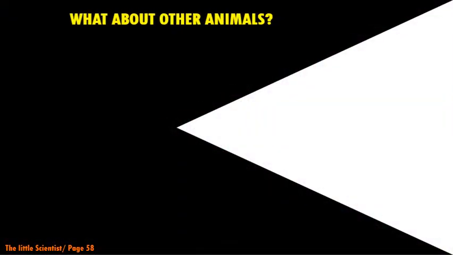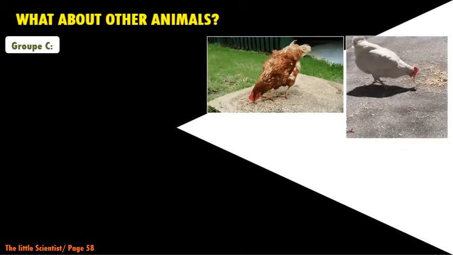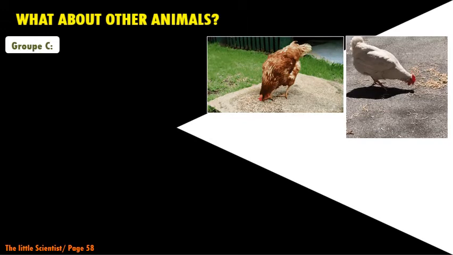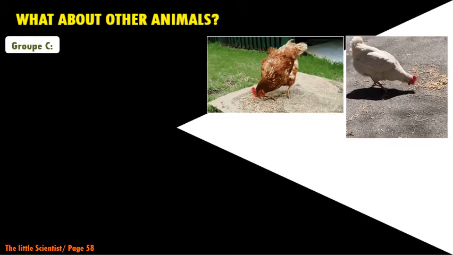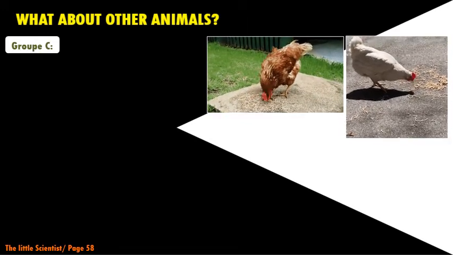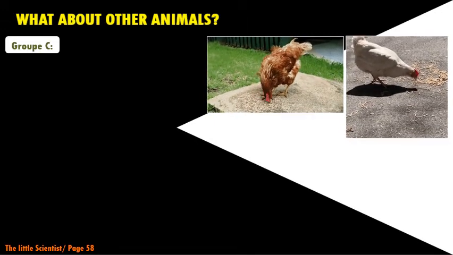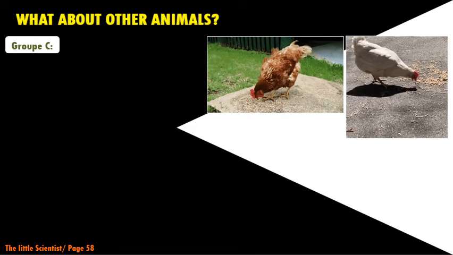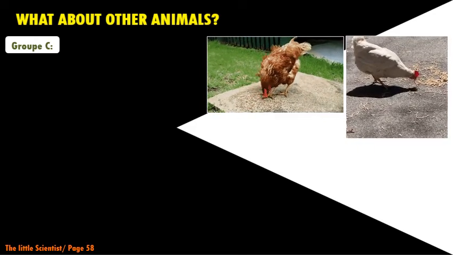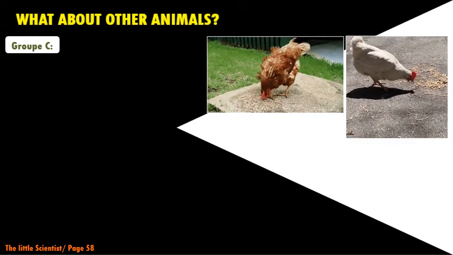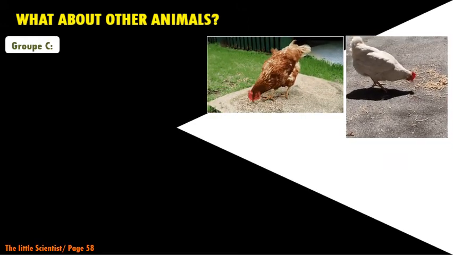The third group of consumers that we're going to talk about now is Group C. The chicken is an animal that belongs to Group C. In the first GIF document, the chicken is feeding on seeds. Seeds are plants, aren't they? And in the second GIF document, the chicken is feeding on worms. So in here, the chicken is eating plants, which are the seeds, and also animals, which are the earthworms.